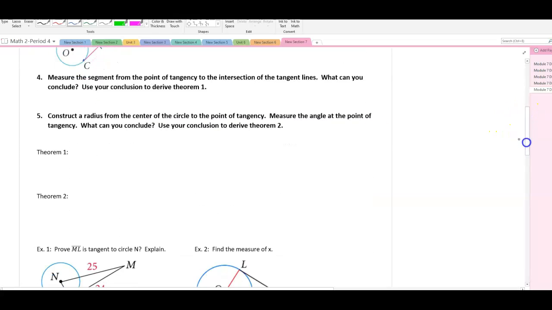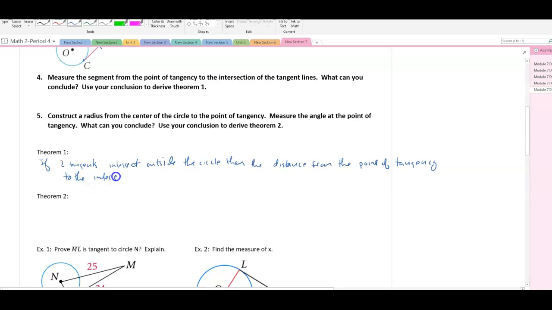Okay. So the first theorem that we're going to talk about is if two tangents intersect outside the circle, then the distance from the point of tangency to the intersection are equal. Okay, so that's one thing.